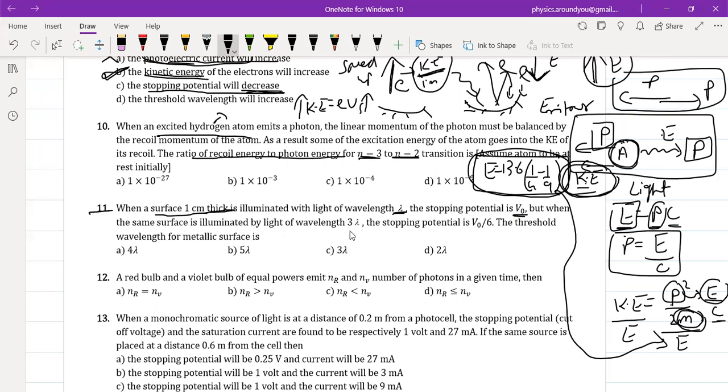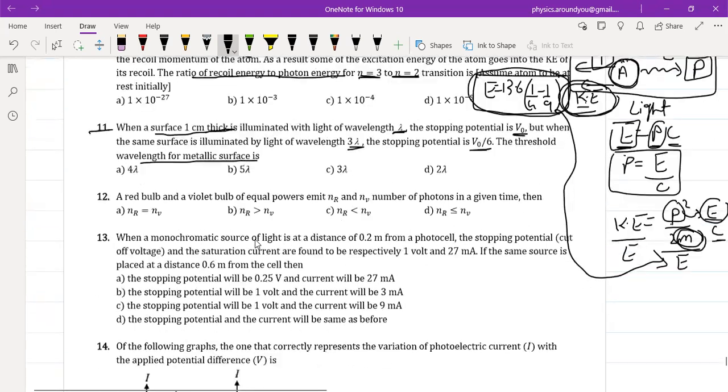If wavelength is increased, stopping potential becomes V naught by 6. What is the threshold wavelength for the metallic surface? This is a play of equations. Though if you're smart, you can eliminate the options and come to it. You can arrive at it, but you have a higher chance to get the answer once you put it in numbers.